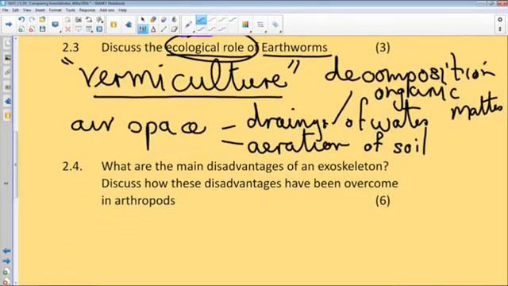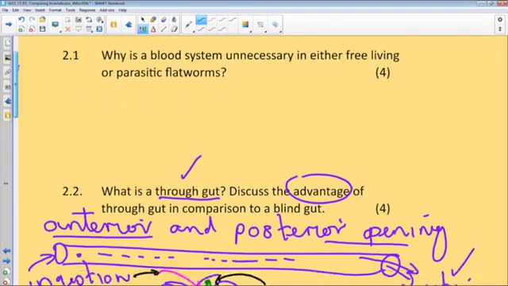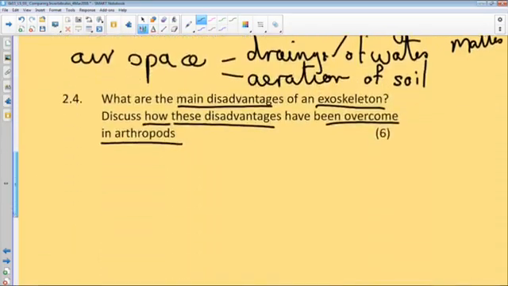What are the main advantages of an exoskeleton? So we've got to discuss the main advantages of an exoskeleton. That's the first part of the question. And then we've got to discuss these disadvantages, and how the disadvantages have been overcome in arthropods.